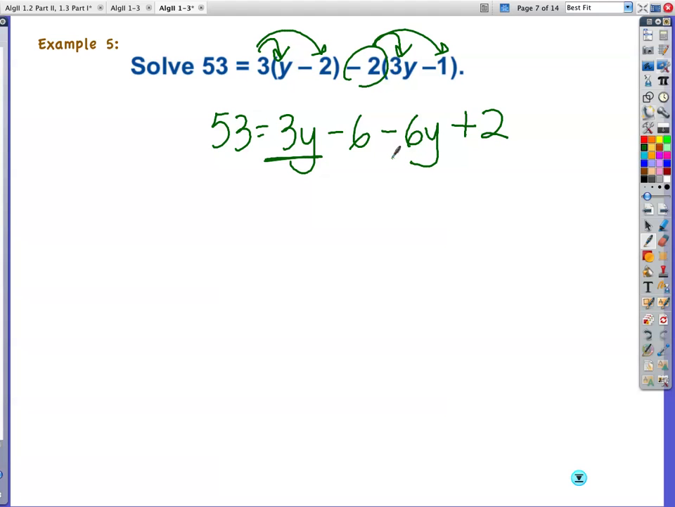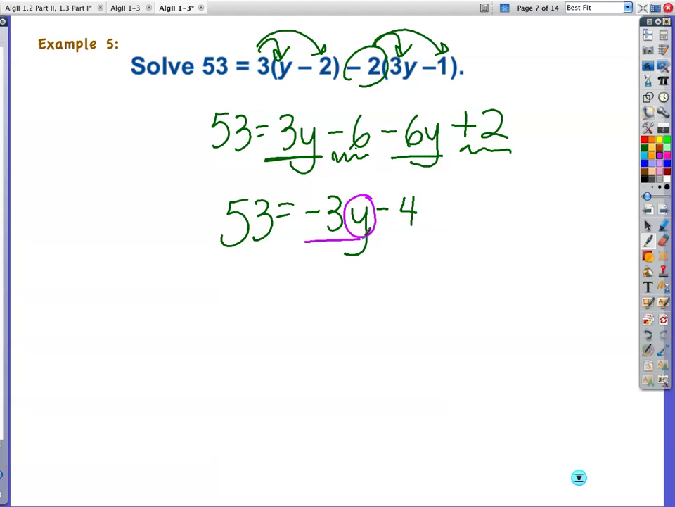Our book would say this is substitution. I think our mind says simplify. Those are like terms and these are like terms. So now 53 is equal to negative 3y. And I have a negative 6 and a positive 2, which gives me a negative 4. And now I don't have any more like terms to put together. I want to get y by itself.